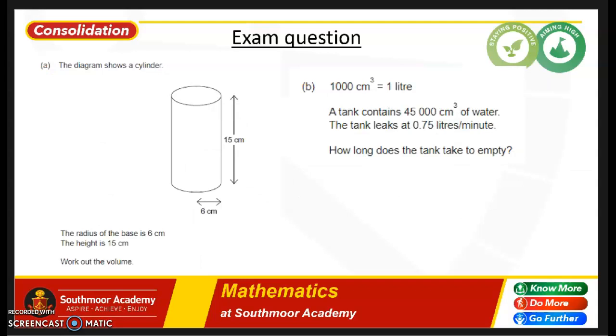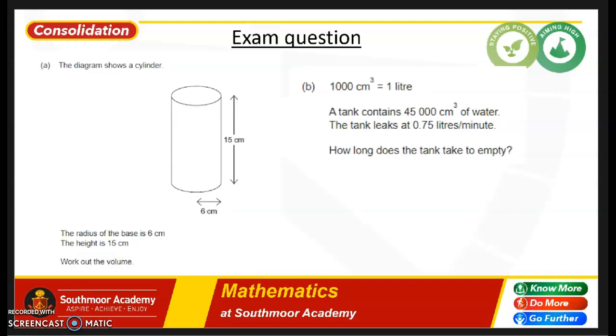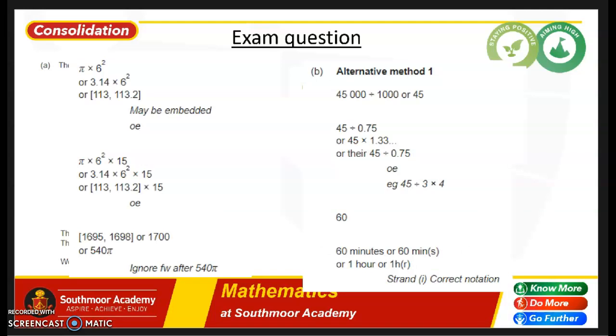Either working in pairs or by yourself, I would like you to have a go at this exam question. It says, a diagram shows a cylinder. The radius of the base is 8, the height is 15, work out the volume. And then for B, it's got 100 centimetres cubed is equal to 1 litre. A tank contains this amount of water. The tank leaks at this rate. How long does it take for the tank to empty? So have a go at those questions. The answers are going to come up on the screen in a second. Let's pause the video to allow the students a chance to have a go. So here are the answers.